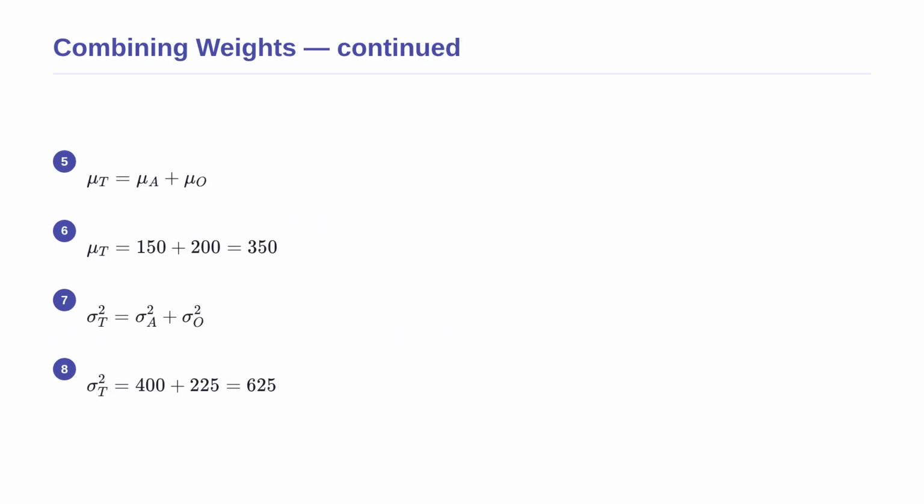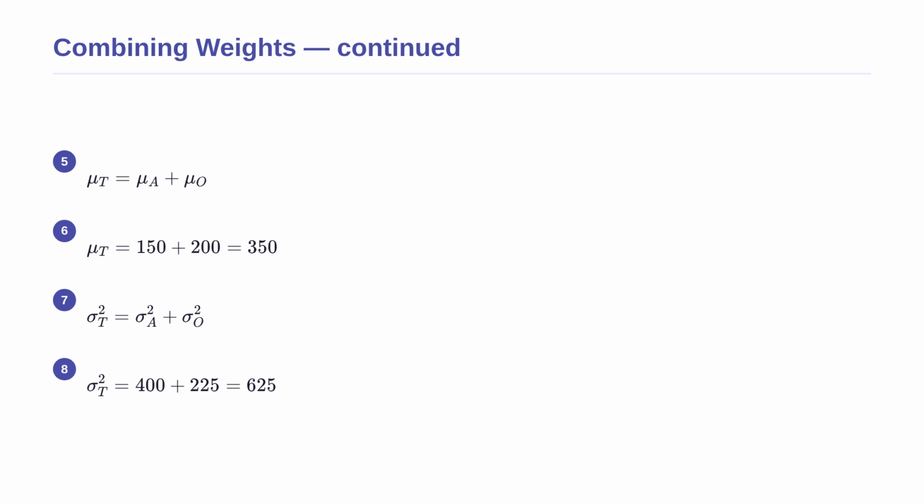According to the additive property, we first find the center of our new distribution. The mean of the total weight is found by adding the individual means together. We substitute 150 grams for the apple and 200 grams for the orange, giving us a new average combined weight of 350 grams. Next, we determine how spread out this combined weight will be.